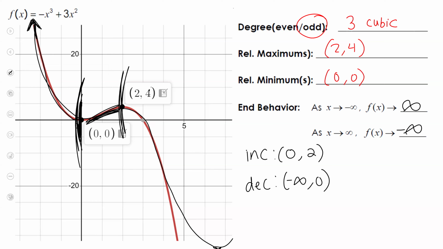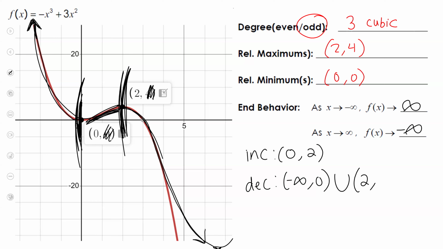Remember, you're not paying attention to the y values. You're looking at domain when you're doing increasing and decreasing intervals. Finally, it's decreasing again. So at 2, it starts decreasing. It starts decreasing at 2, and it just keeps going to the right.